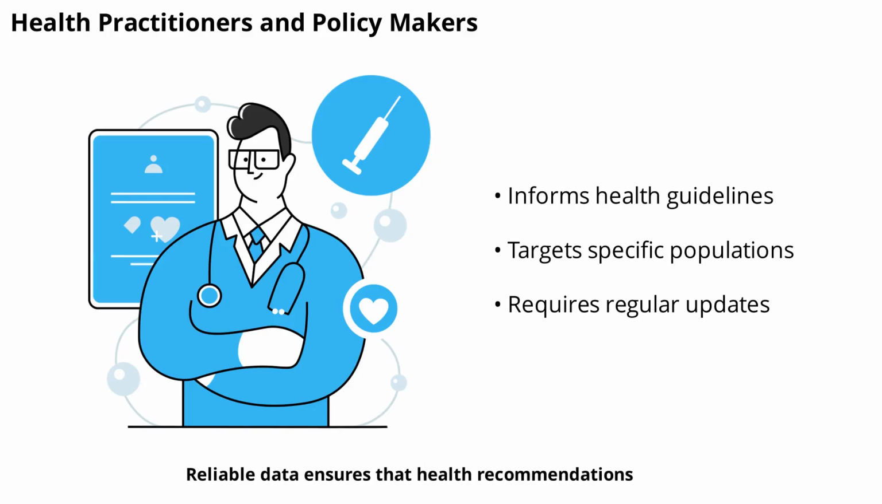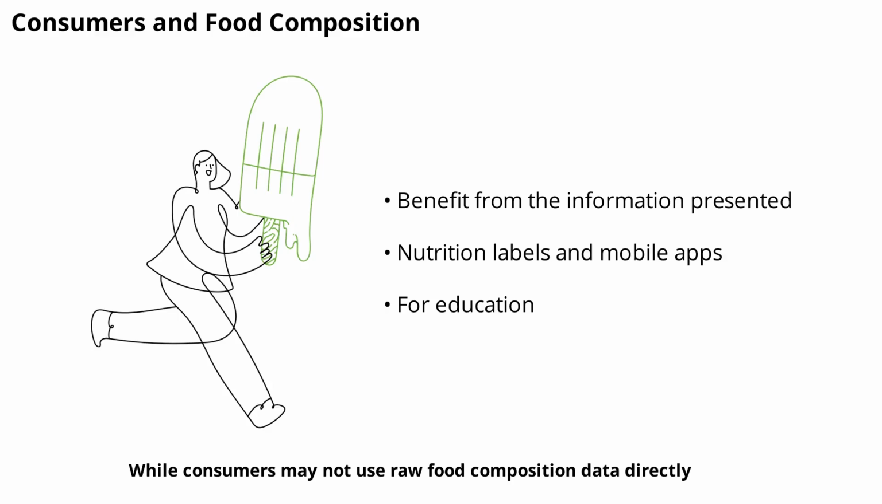Reliable data ensures that health recommendations are relevant and effective for diverse populations. While consumers may not use raw food composition data directly, they benefit from information presented in accessible forms, such as nutrition labels and mobile apps. As interest in diet and health grows, more apps use food composition data to help people monitor their nutrient intake. These tools are especially useful for education, supporting healthier choices for individuals and families.